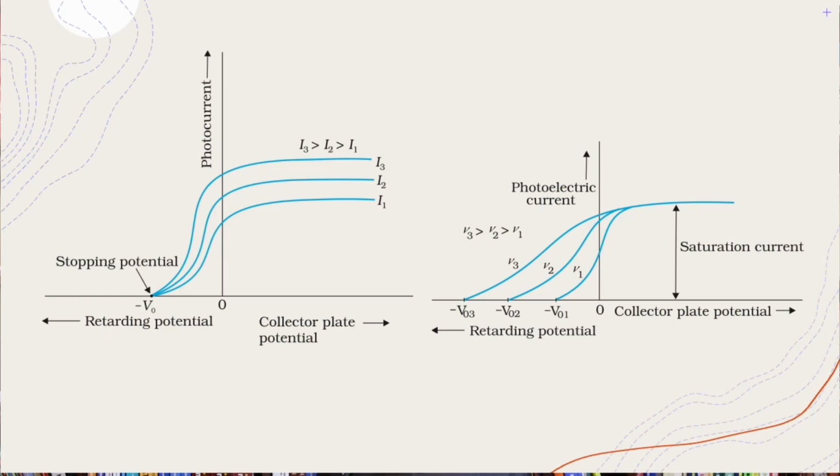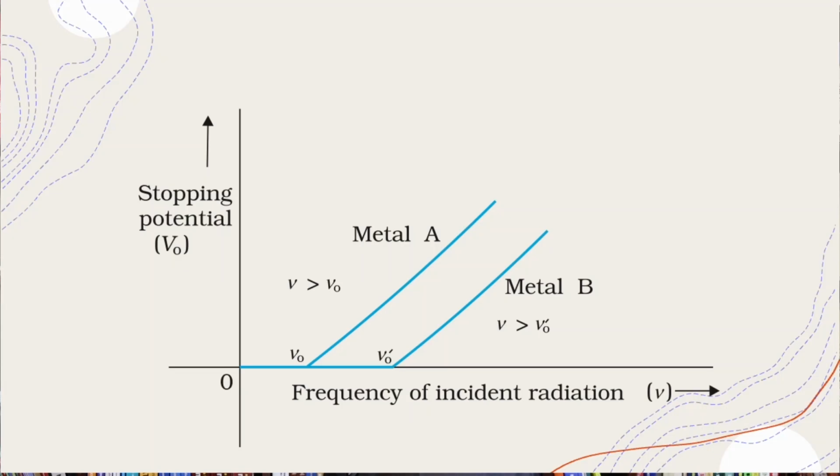That is also, we have two types. One is collector plate potential and photoelectric current for different intensities. And the next one is collector plate potential and photoelectric current for different frequencies. Also, the next graph is the stopping potential versus frequency graph. In that graph, remember to note what is threshold frequency and also the calculation of Planck's constant using the graph. The slope of stopping potential versus frequency graph will give the Planck's constant.